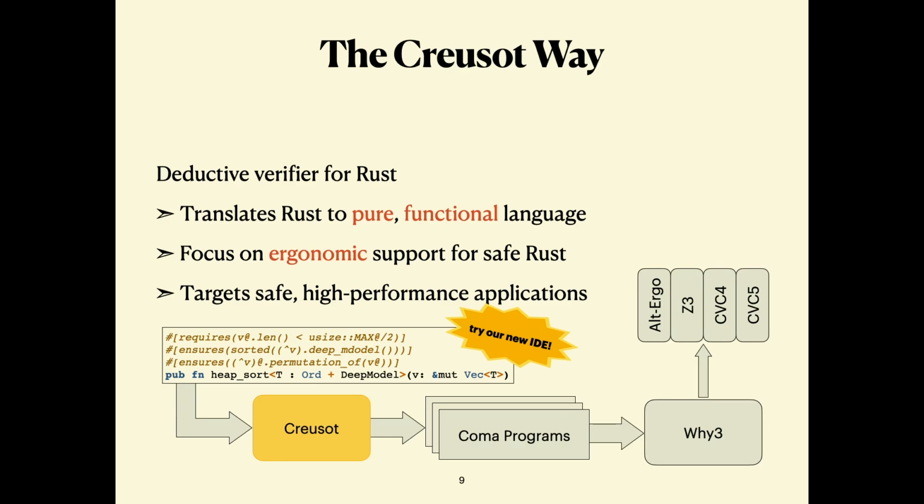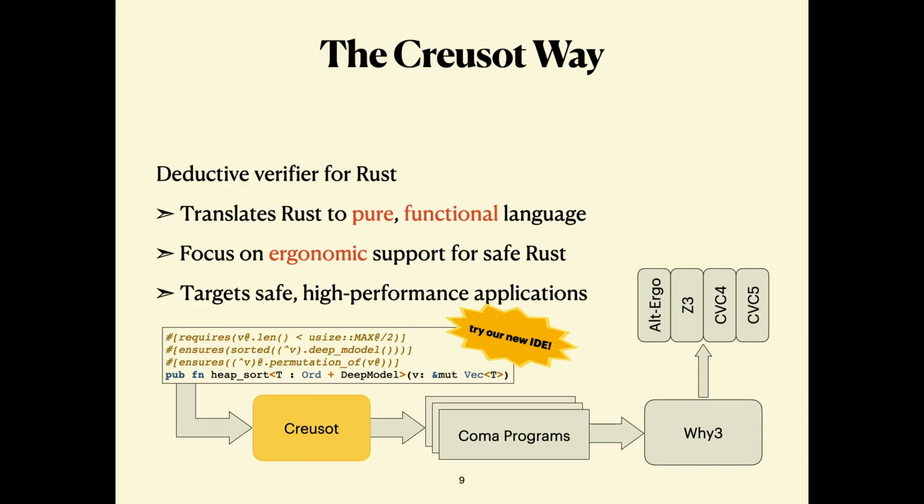And we'll talk a little bit about how exactly we're able to translate an imperative language with mutable pointers and all that stuff into a pure functional language with none of those features, right? But first, a little bit more about how Creusot works, what it does, right?